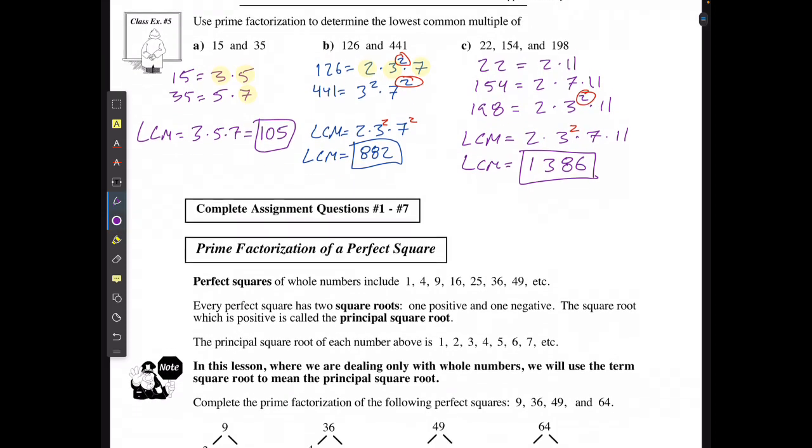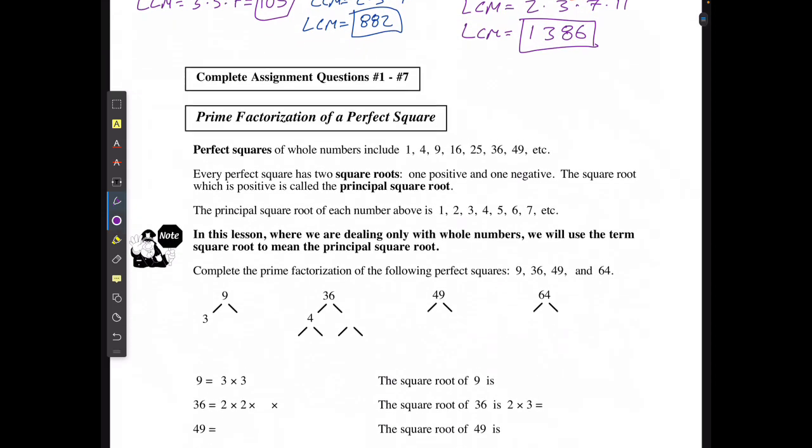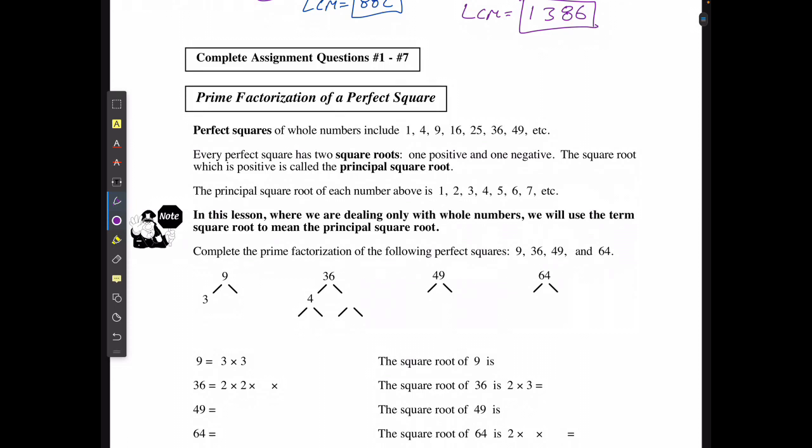Now, if I'm using prime factorization for perfect squares, a perfect square is any number that is equivalent to two whole numbers multiplied by themselves. So if I'm looking at perfect square whole numbers, they are 1, 4, 9, 16, 25, 36, 49. 1 would be 1 times 1, 4 is 2 times 2, 9 is 3 times 3, 16 is 4 times 4, and going on.